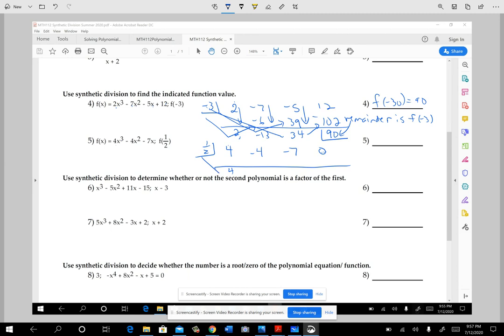So bring down the 4 and multiply. Half of 4 is 2. Add straight down. You get -2 and multiply. Add straight down. Get -8 and multiply. And then add straight down. Okay, and I get a -4. So that tells me that f of 1/2 should equal -4.